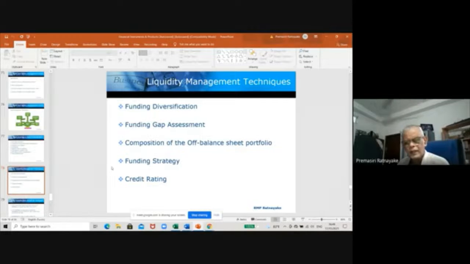Composition of the off-balance sheet portfolio, funding strategy, and the credit rating. Finally, the external view of all these would reflect in the credit rating of a financial institution. Credit rating of financial institution.